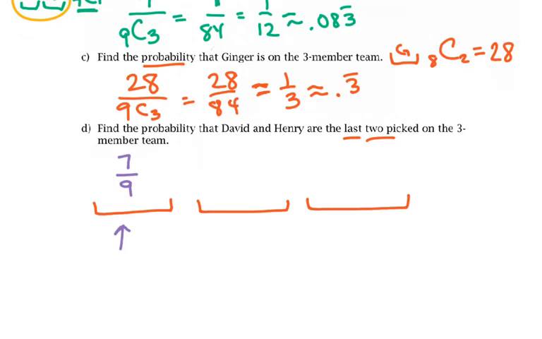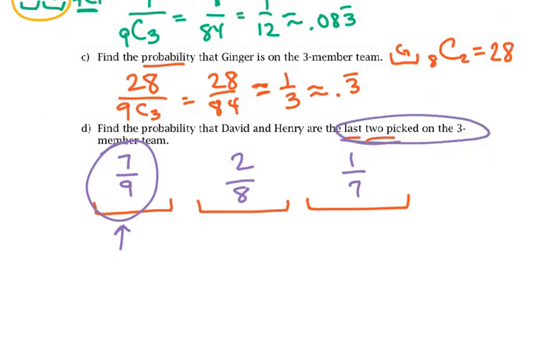One of them is gone now, so I have 8 people left. How many ways can I fill that second position? Well, the second choice has to be either David or Henry. And then the last choice has to be whichever one wasn't chosen out of David and Henry. That actually should be 1 out of 7. So this is your first choice, that one's open, anybody can get in the first position. But for the second and third place, the last 2 picked, we want our desired outcomes to be David and Henry. So you multiply all that together, you get 7 times 2 times 1, over 9 times 8 times 7.